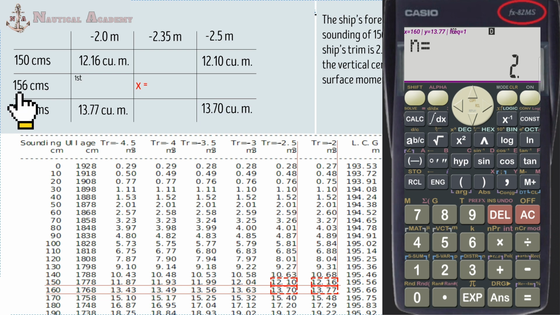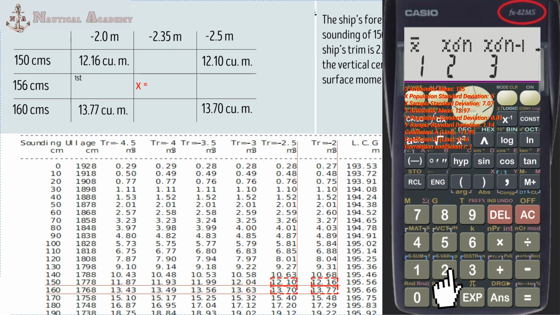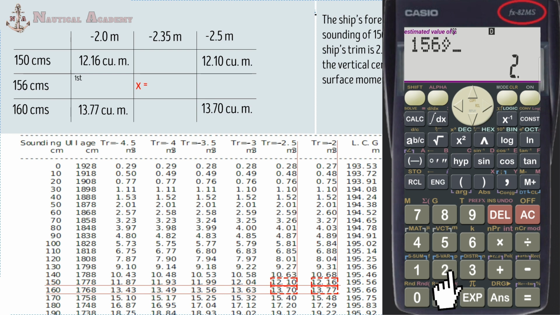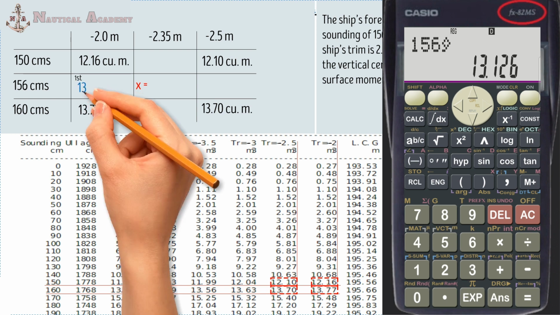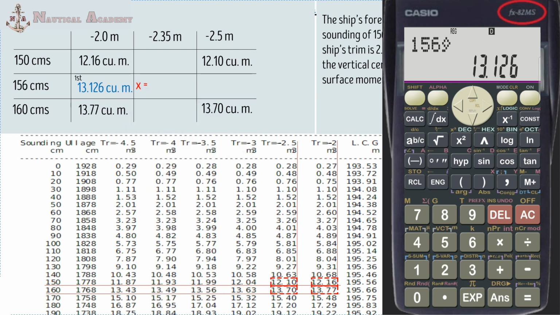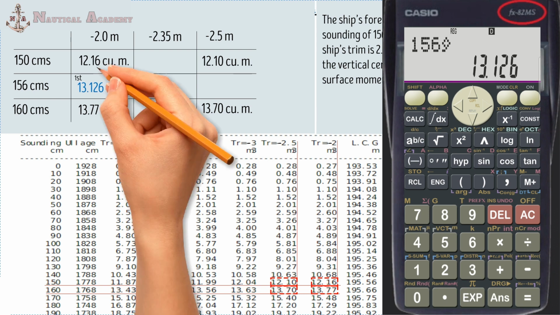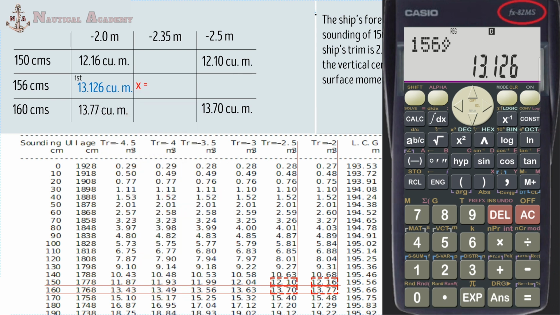Next, enter the required sounding, which is 156, then press Shift, then choose S-var or number 2, then press the scroll button to the right 3 times and select the Y symbol, so press number 2. To find the value of 156Y, press the equal button. So the volume for the sounding of 156 centimeters at a trim of -2.0 is 13.126 cubic meters. To check if this is correct, the value of our answer should be within the range of 12.16 to 13.77 cubic meters, and our answer is within the range of this value.